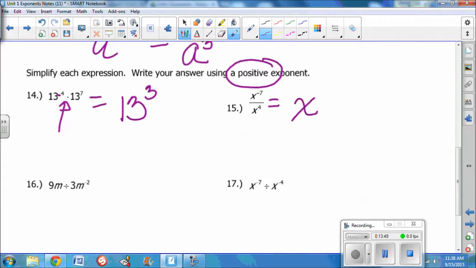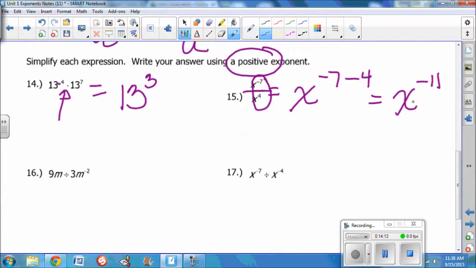What's your base? X. What's your operation? Division. What do you do with exponents? Divide. Or excuse me, subtract. So -7 minus 4 is -11. But our directions said only positive exponents. So what can we do to write this in an equivalent form? So meaning the same form, just with a positive exponent. Put a 1 on top and drop it down into the denominator. Makes it positive. So what's happening? When you flip this over, it changes the sign of the exponent.